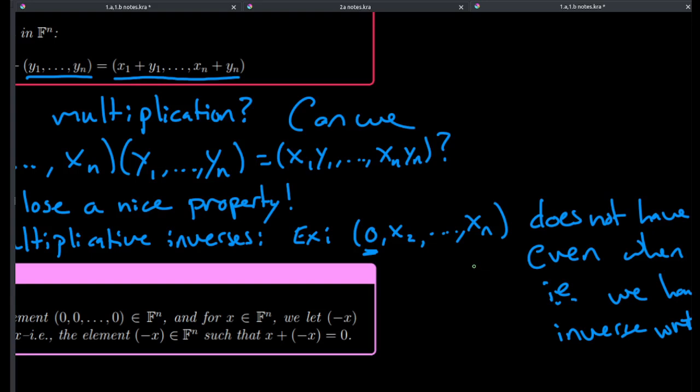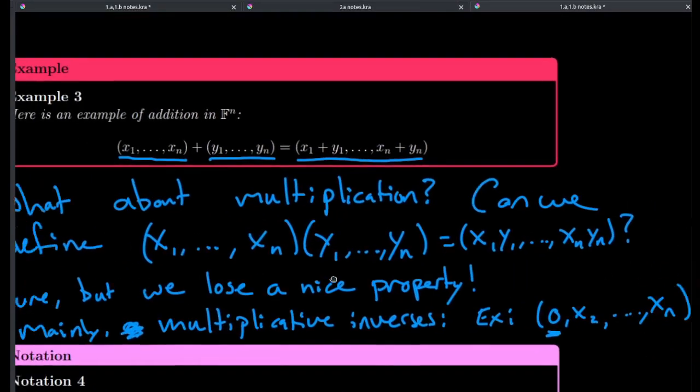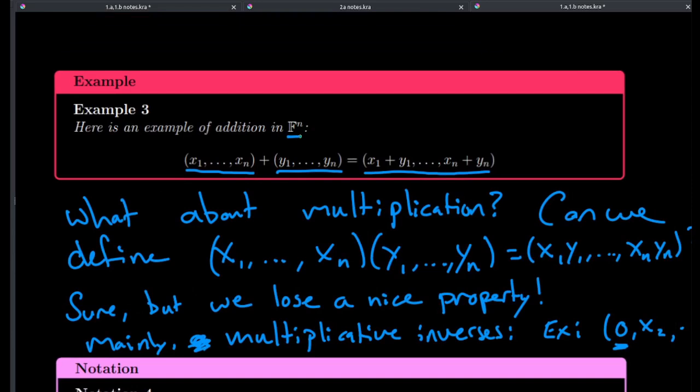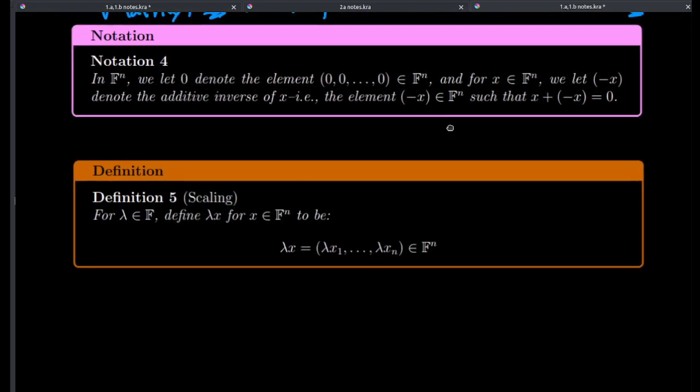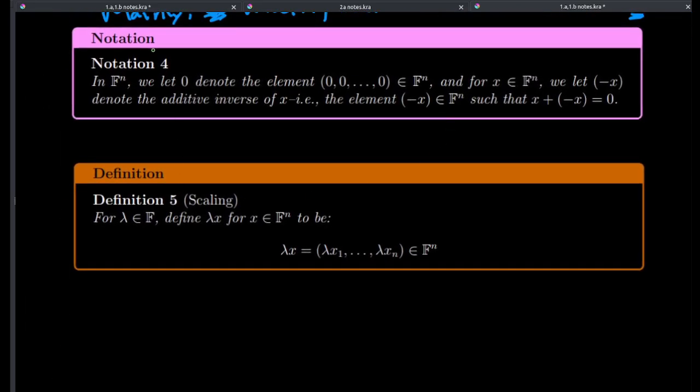So can we get some other notion of multiplication? Maybe there's a different way that n copies of a field can inherit multiplication from the field so that we keep our nice properties. Yeah, we can kind of do it. Here's the answer. So the answer is scaling. First, a tiny piece of notation. I should have mentioned this before. In F^n, we're going to let 0 denote the list of all zeros, which is the additive identity of F^n. And we're going to let minus x denote the additive inverse of a list of length n in F^n, right?